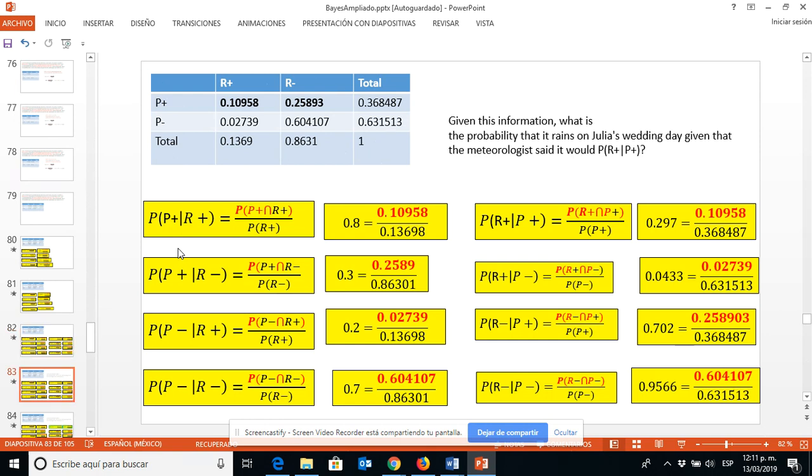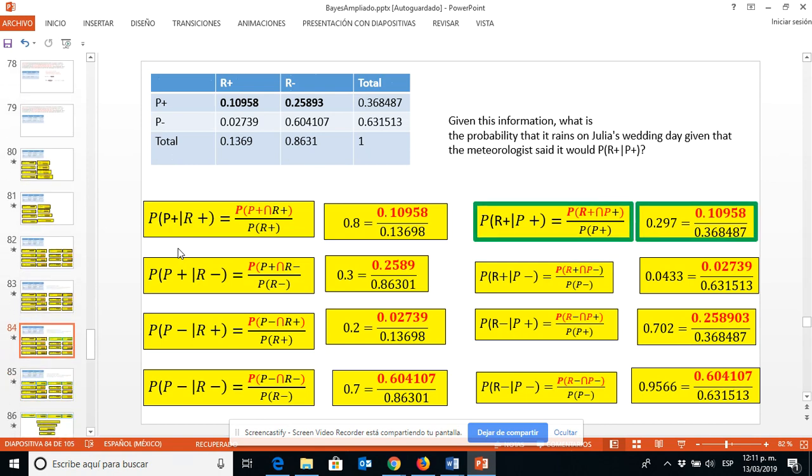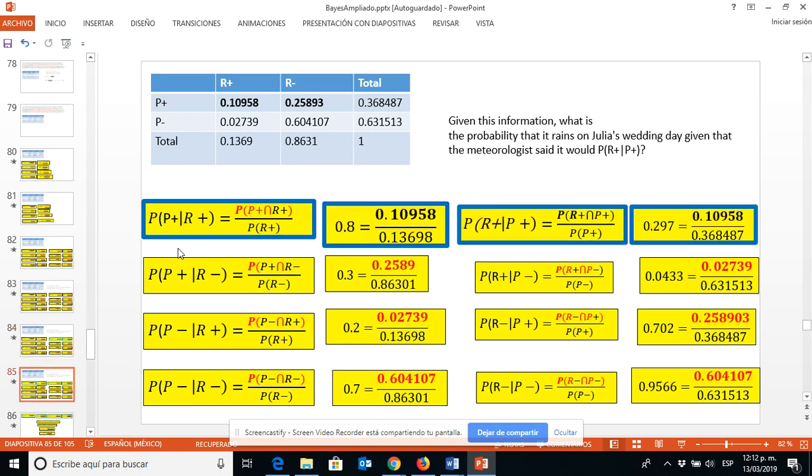We put all conditional probabilities together and we come back to the question. Given this information, what is the probability that it rains on Julia's wedding day, given that the meteorologist said it would? Or the probability of R plus given P plus? Well, it seems that we found the answer. The answer is highlighted in green and is 0.297. But wait a minute. We will work with these two probabilities to continue our analysis.